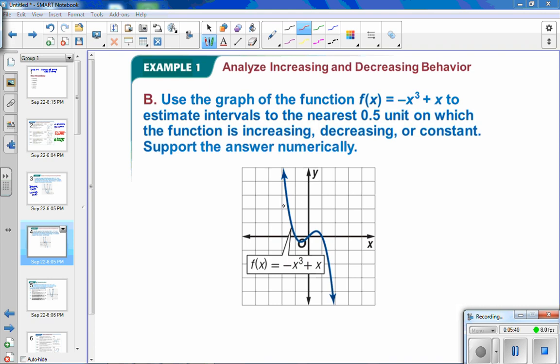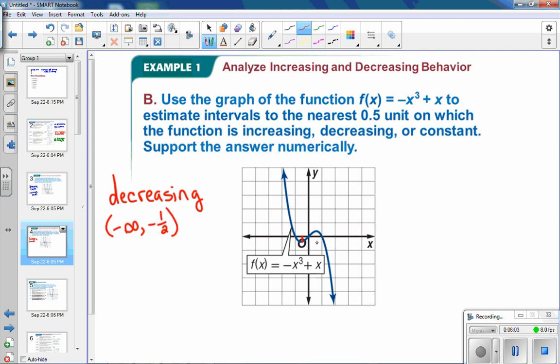So for our first one, I can see that it's decreasing. So I'm going to have decreasing, because as I move from left to right, I can see the function is falling. So from negative infinity, and then where does it stop? Well, it appears to be about negative 1/2.